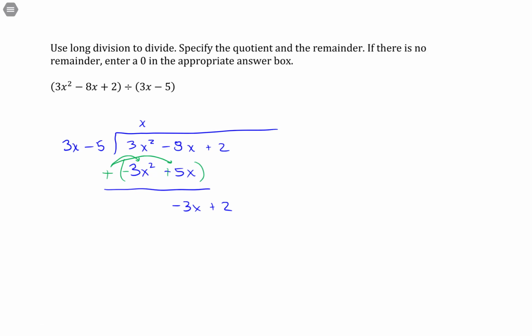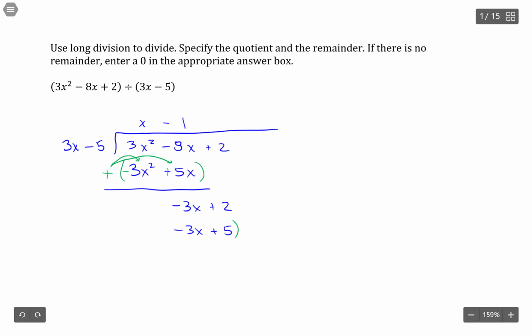So the degree of the divisor is the same as the degree here, which means I can do one more iteration. So what would I multiply 3x by to get negative 3x? Well, that would be negative 1. The process repeats itself, so negative 1 times 3x is negative 3x. Negative 1 times negative 5 is positive 5.